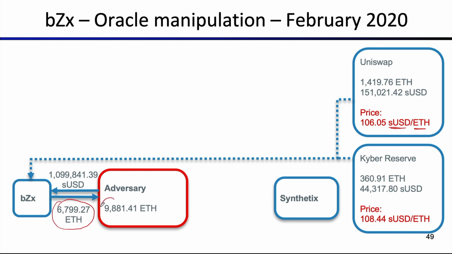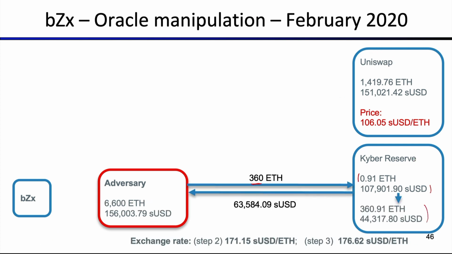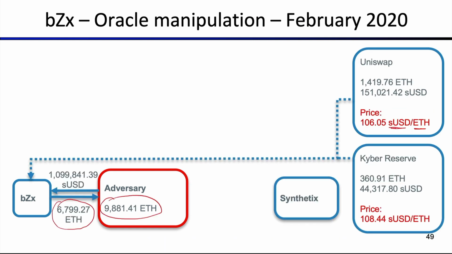So you notice here that the adversary ends up with 9,800 ether, which is an incredible amount. And initially the adversary literally took, so if you go back here in the slides, only took 7,500 ether, right? So the idea of this attack was really this oracle manipulation, and naturally the adversary can then pay back the flash loan to BZX, which is minus these 7,500 ether, and we end up with over 2,000 ether in profit.